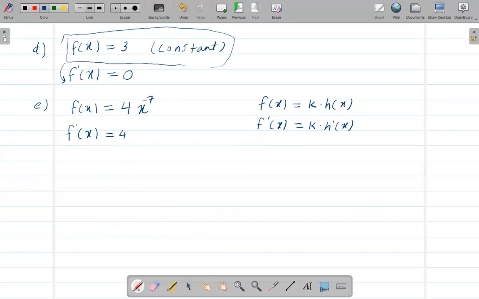So if I take the derivative of x to the power 7 using that power rule, then this 7 is going to come down here, right? So that will make 4 times 7 and x to the power 7 minus 1, right? So this will give 7 times 4 is 28 and x to the power 6.